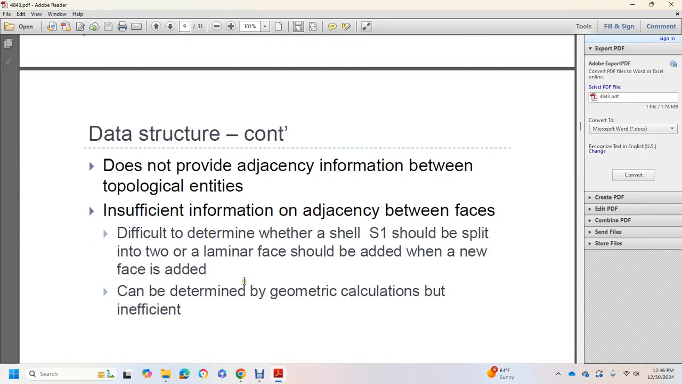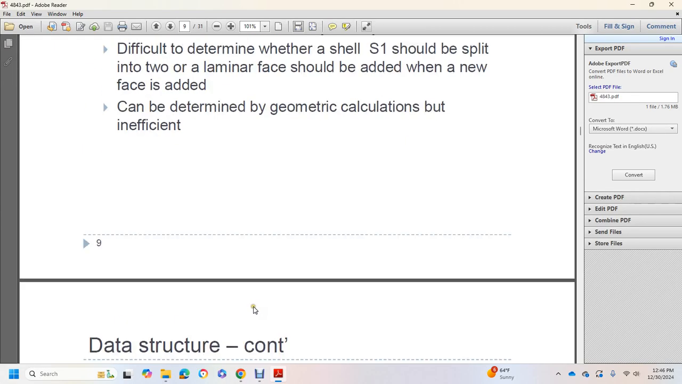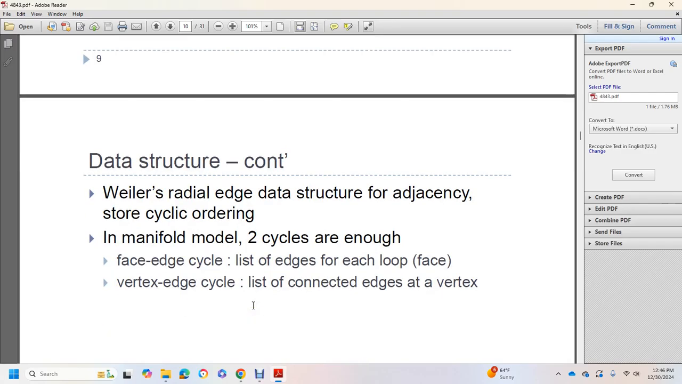Data structure, continued. It does not provide adjacency information between topological entities. With insufficient adjacency information between faces, it is difficult to determine whether the shell S1 should split into two, or whether laminar faces should be added to the new faces. This can be determined with geometric calculation, but that is insufficient.